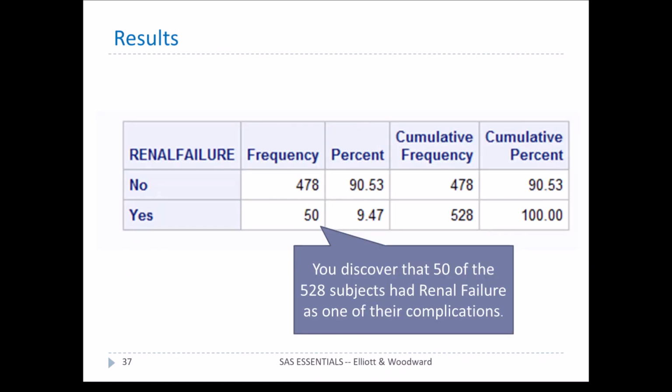So here we have the table that was created. We see that within the data set, it found 478 no's and 50 yeses. So we've identified 50 subjects that had renal failure as a complication.